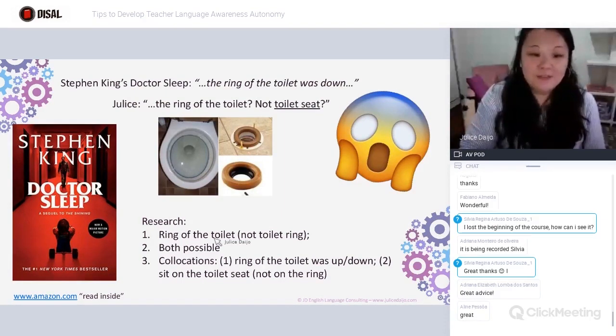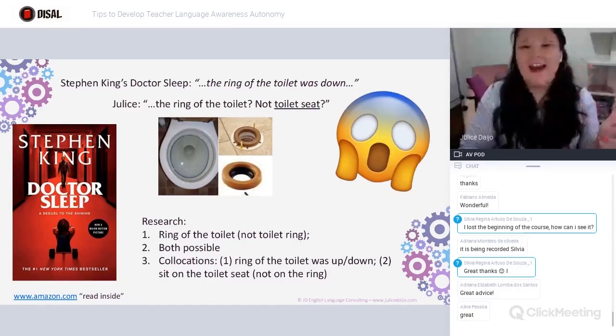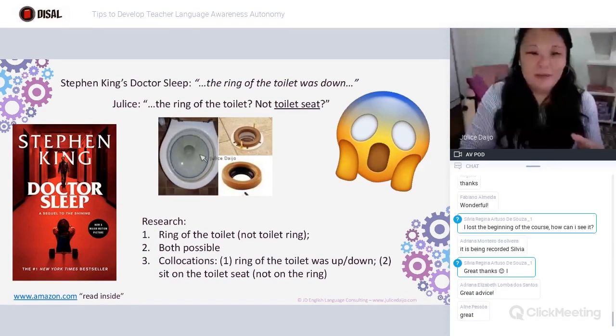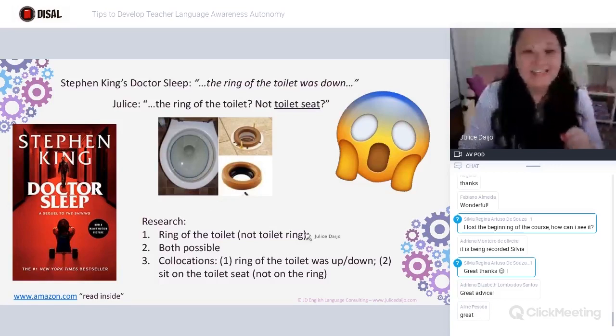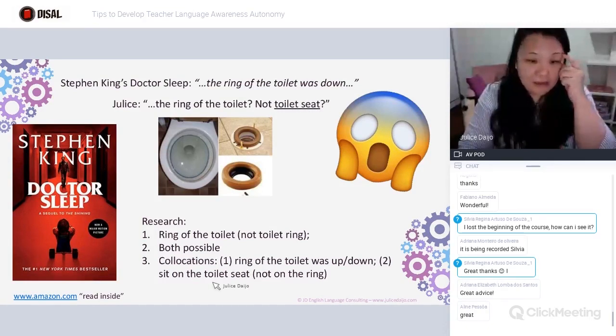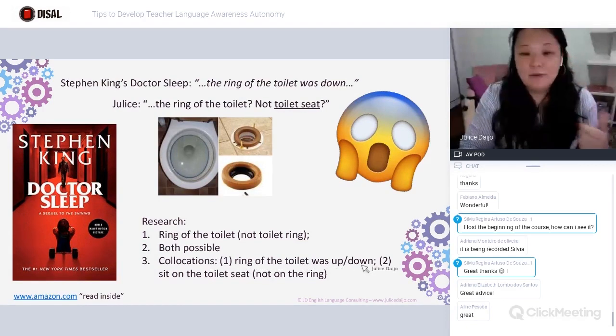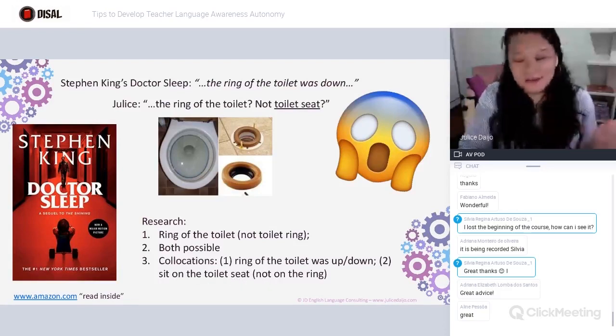Conclusions from the research. Ring of the toilet, not toilet ring. So if I say toilet ring, it's literally that mark, that dirt, that disgusting watermark. But both are possible, ring of the toilet and toilet seat. And then a quick research in the COTE. Collocations: one, ring of the toilet was up or down. And two, sit on the toilet seat, not on the ring.